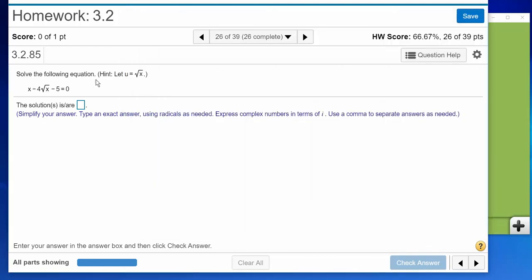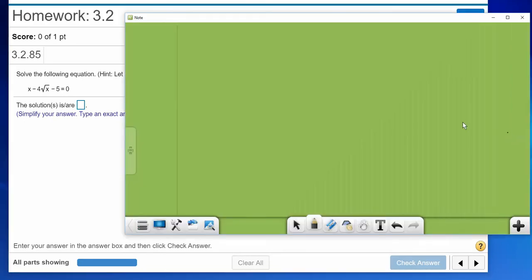3.2.85, solve the following equation. Hint: they're showing you to use substitution here. Again, in this section, this is not a quadratic equation, but it has what we say is quadratic form, so I can treat it like a quadratic equation. So we're going to use their hint: let u equal the square root of x.